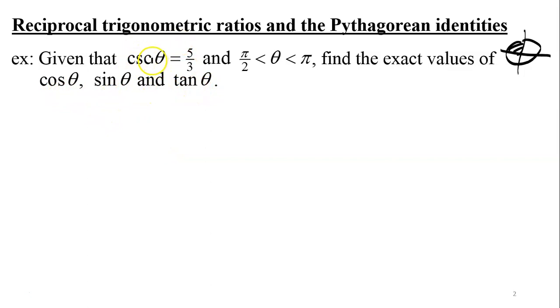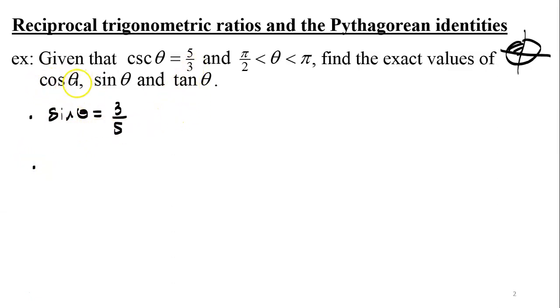Now, since cosecant is the reciprocal of sine, I can immediately deduce sine. So over here, sine theta is in fact 3 over 5. Since it's the reciprocal and cosecant is 5 over 3, then sine is 3 over 5. Now I still need to determine cosine and tan.